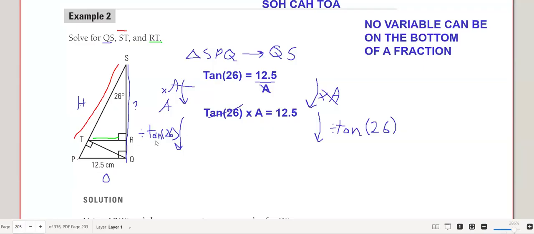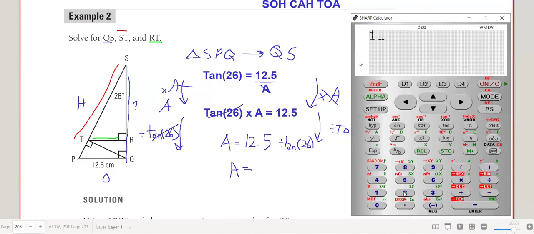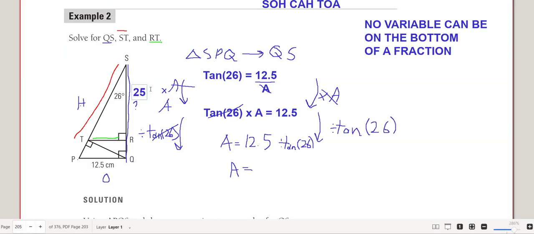So these cancel out, and I'm left with A is equal to 12.5 divided by tangent of 26, right? Now, at this point, you don't even have to include this step once you know what you're doing. But in this case, 12.5 divided by tangent of 26 is 25.6. So in this case, this is 25.6 centimeters.